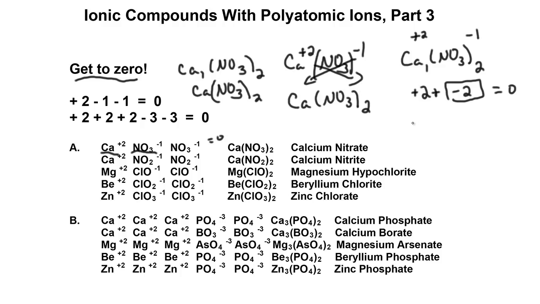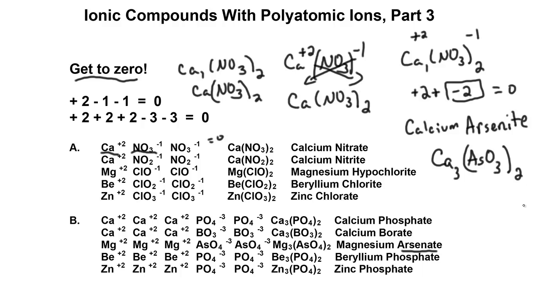I'm going to write out a formula, and I'm going to call it calcium arsenite. Arsenate is in our polyatomic ion table, so let's use calcium arsenite. It's a little bit different. Arsenate, right down here, that is AsO4. And if you remember how I taught you to name polyatomic ions, the ite has 1 less oxygen than the ate. Now I'm just going to go ahead and give you the formula. It's going to be Ca3(AsO3)2.